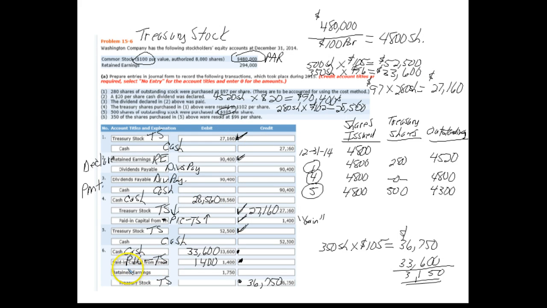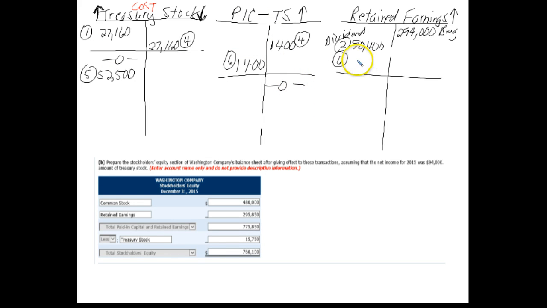So the remaining loss, we're just going to take to retained earnings, and that's the $1,750. So the $3,150, part of it goes to paid-in capital treasury stock to the extent there is a balance. And then if there's still more loss, we take that excess to retained earnings. So let's go post that $1,750 to our retained earnings account. And that gives us a balance now of $201,850 in our retained earnings.